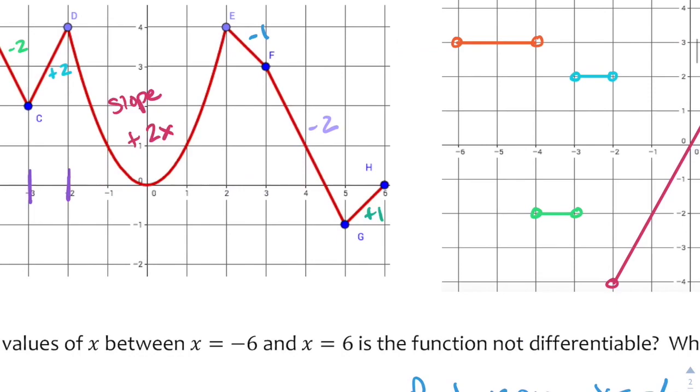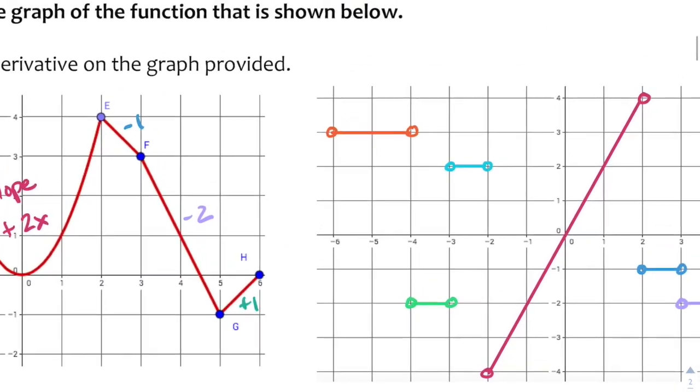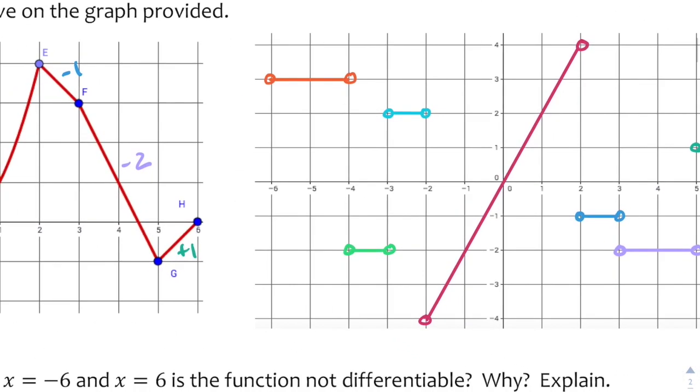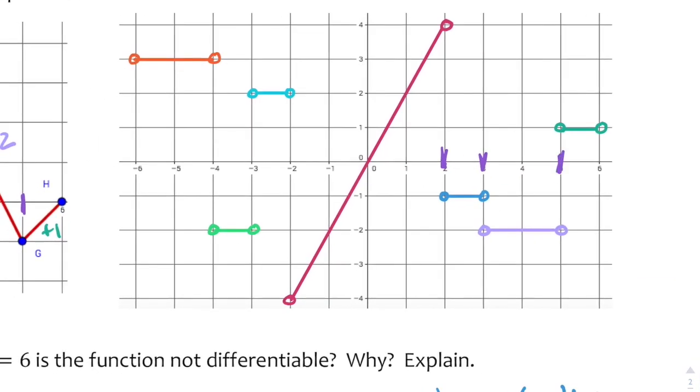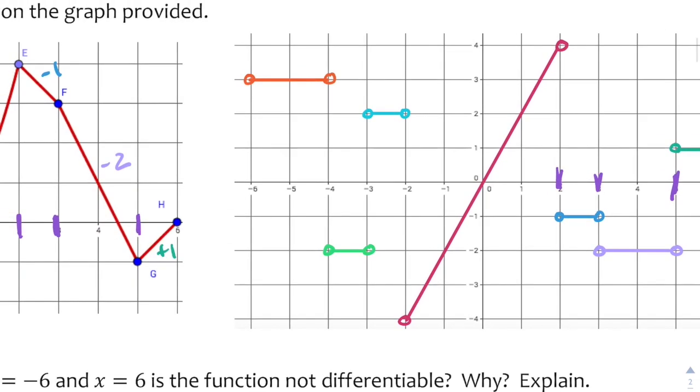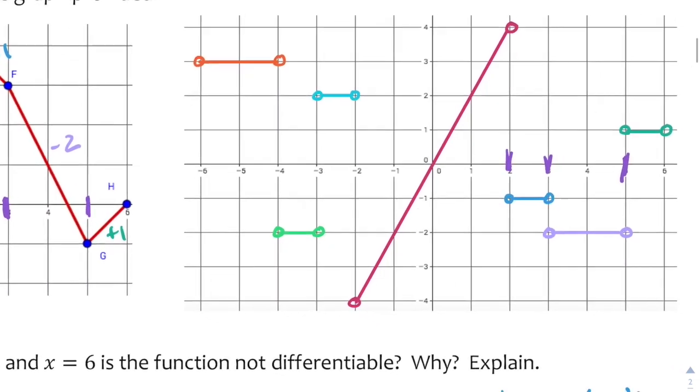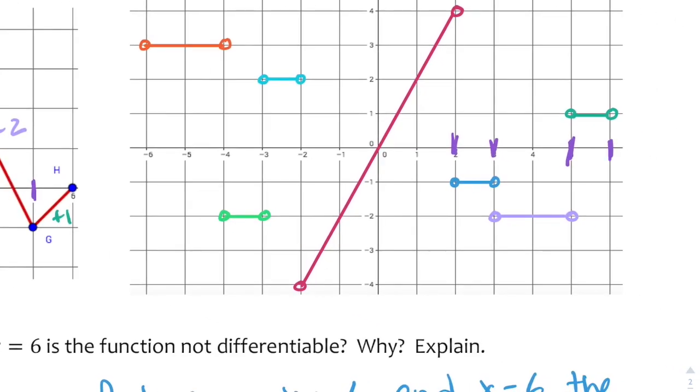I'm going to skip this one for right now. From E to F, between 2 and 3, you see a slope of -1. So a constant -1 slope. Between 3 and 5, we see a slope of -2, so that was graphed. Then a slope of +1 between 5 and 6.